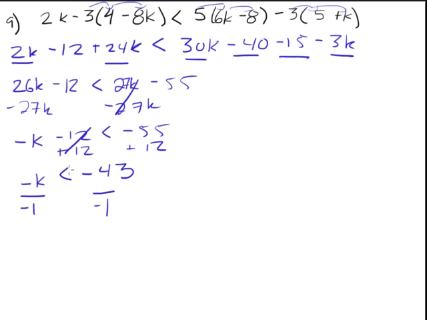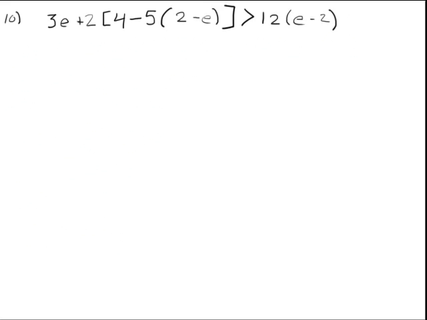Unless this is an equal sign, since it's not, it's a less than sign, I have to flip it. So I'm going to flip this the other way around. Negative and negative becomes a positive, so I'm going to just have k here. Negative, negative again becomes a positive. 43 divided by 1 is just 43. So this says that k is any number that is greater than 43.